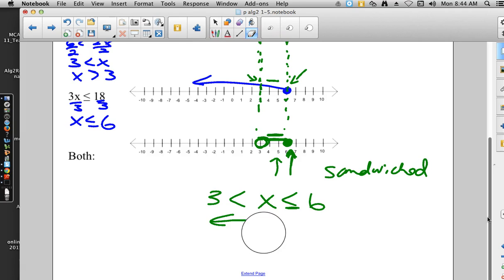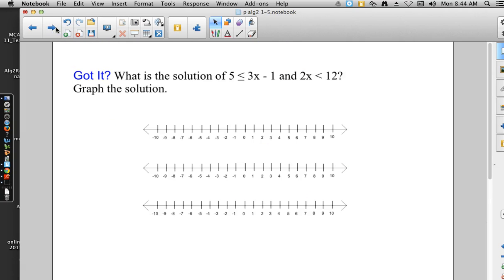So again, you read this from the center out. x is greater than 3 and x is less than or equal to 6, and that's called a compound inequality. And one of our objectives is to be able to solve those compound inequalities. So on the next page, this is a got it, and I want you to go ahead and pause the video and give this one a try.